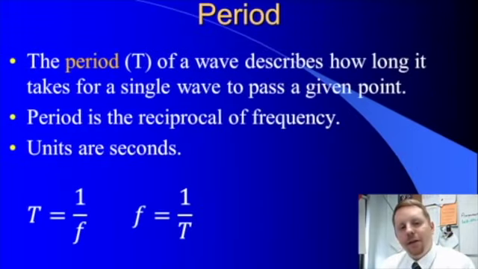Period is very closely related to frequency. Period describes how long it takes for a single wave to pass a given point. So it's the reciprocal of frequency. Period is equal to 1 over frequency, and frequency is equal to 1 over period. The units of period are seconds, therefore the units of frequency again are 1 over seconds.